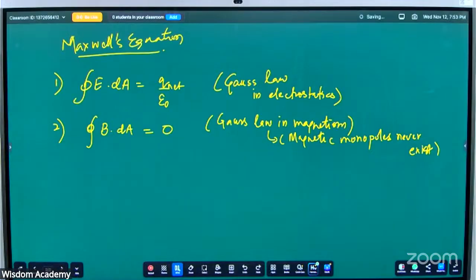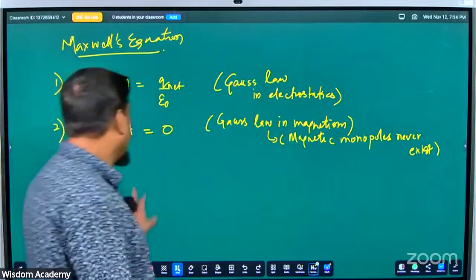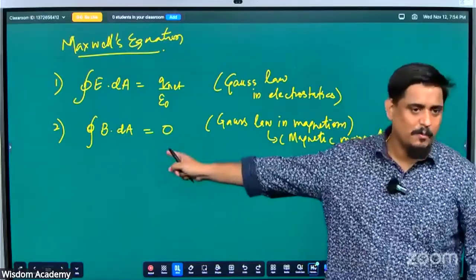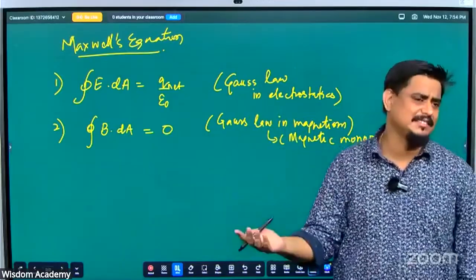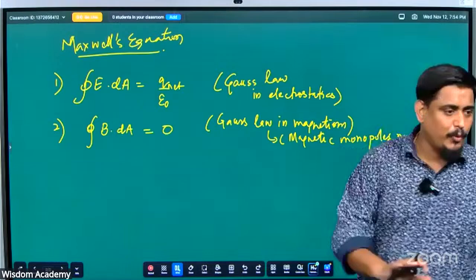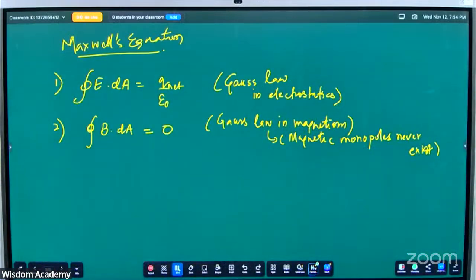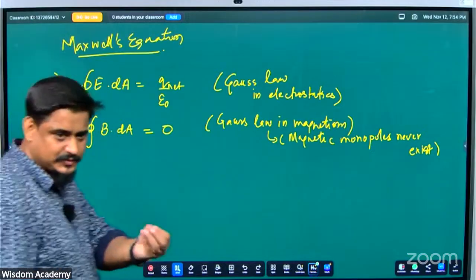Magnetic monopoles never exist. How did that come? Because if a monopole existed, this value would not be 0. But magnetic monopoles never exist. Always it will be a dipole only. Dipole means magnetic, we call it a magnetic dipole. It is also called a short magnet, isn't it?